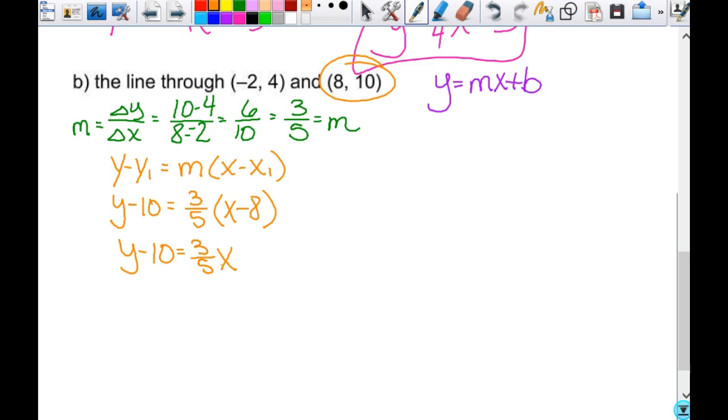Haven't gotten this far yet. What do I get when I distribute this? 3/5 x minus what? 24 over 5. I still got to move that 10, right?